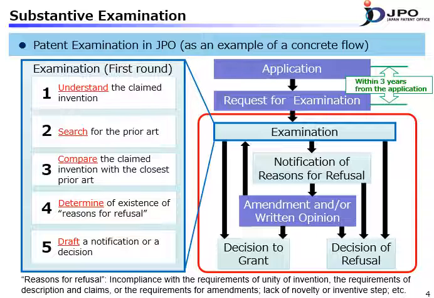The procedures taken by examiners for substantive examination roughly consist of the 5 steps shown at the left side of the slide. They are 1. To understand the claimed invention, the invention of the application. 2. To conduct prior art searches. 3. To compare the claimed invention with the closest prior art. 4. To determine whether there are reasons for refusal, and 5. To draft a notification of reasons for refusal or a notification of decision to grant.